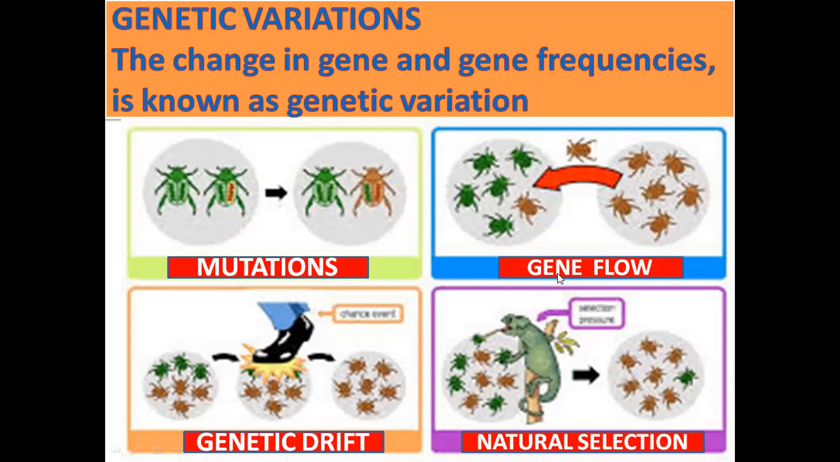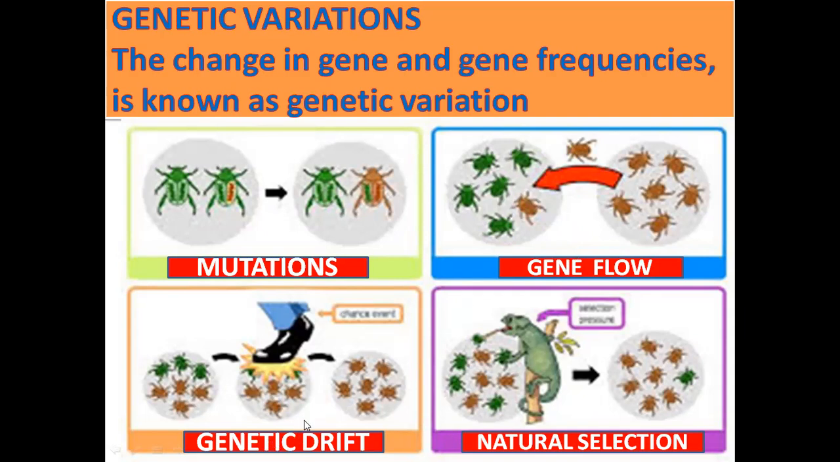Next is gene flow. Two populations are shown in this diagram. A few of them have migrated towards another group of population. So this is called gene flow. There are different reasons for the gene flow. We are going to study them.